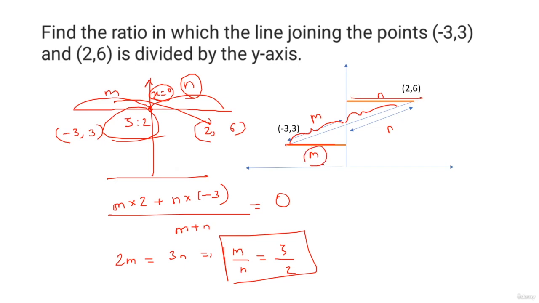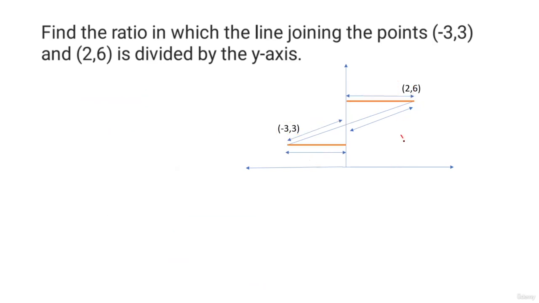Now what are these two? These are the x coordinates. What is this one's x coordinate? -3. And this one's? 2. Take their ratio. That is your required answer. As simple as that. If you have not understood that, I'll repeat once again.